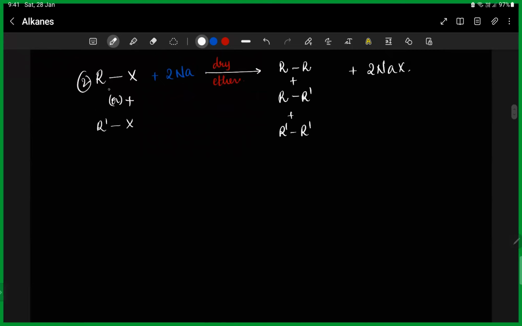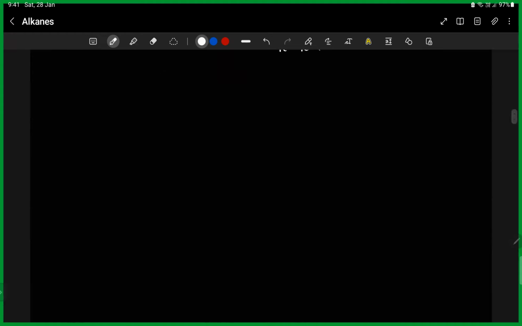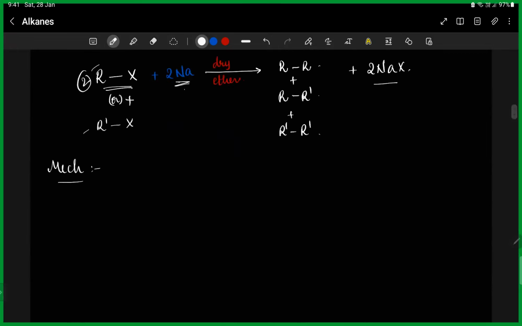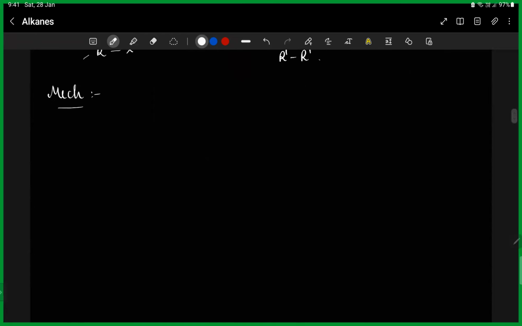So this is Wurtz reaction. You are taking alkyl halide. You can take 2 moles of alkyl halide, or you can take two different alkyl halides, and you add them with Na in dry ether. Then you get alkanes, and 2NaX is the byproduct. So let's see the mechanism. Let's analyze the mechanism using an example. Let me take CH3CH2Br, which is an alkyl halide.